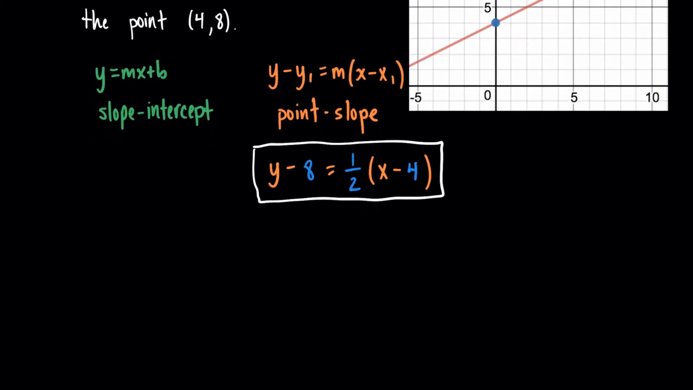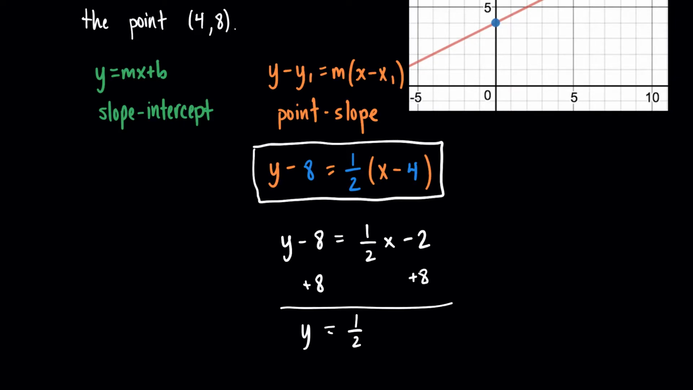Just watch. All we're going to do is distribute. So we're going to take the 1/2 and multiply it out to the x and the -4. So we'll have y minus 8 is equal to 1/2 x, and then -4 times 1/2 is minus 2. And then if you just add 8 to both sides, you're left with y is equal to 1/2 x, and then -2 plus 8 is plus 6. This right here is slope-intercept form. So what's really nice about point-slope form is that you can get to slope-intercept form quickly and easily. That's pretty cool.